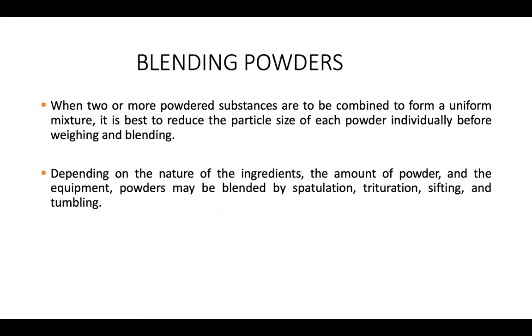Blending powders. When two or more powder substances are to be combined to form a uniform mixture, it is best to reduce the particle size of each powder individually before weighing and blending. Depending on the nature of the ingredients, the amount of powder, and equipment, powders may be blended by spatulation, trituration, sifting, and tumbling. So these are the methods by which you can blend the powders.